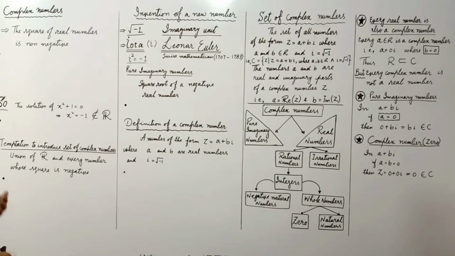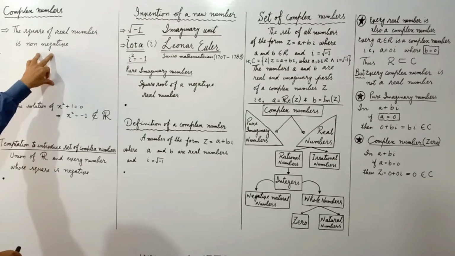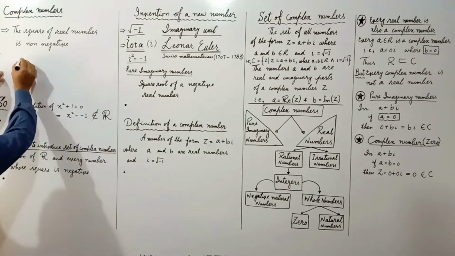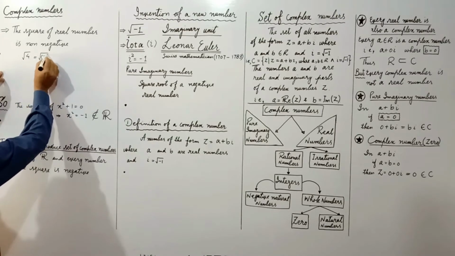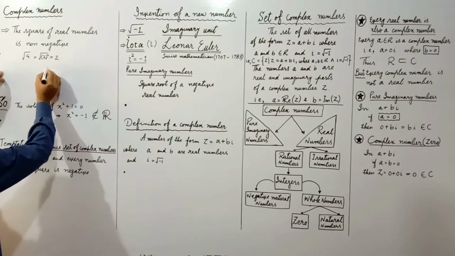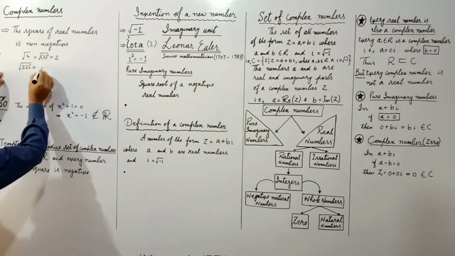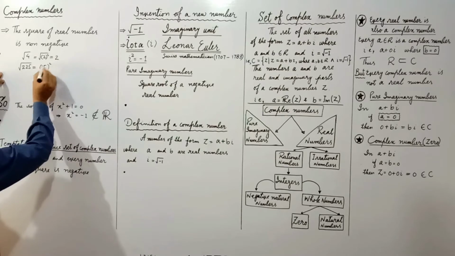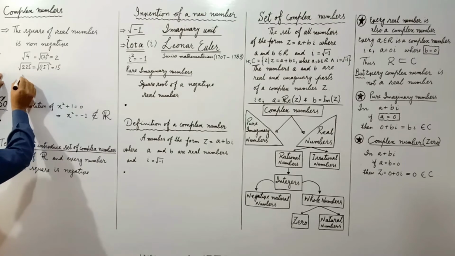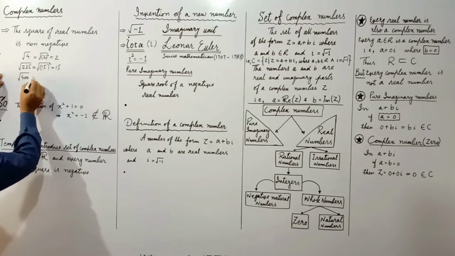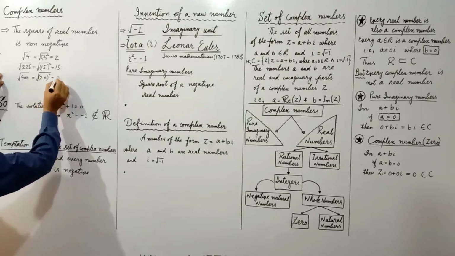Let's recall a phenomenon related to real numbers. The square of a real number is non-negative. That is, the square root of 4 is equal to the square root of 2 squared, which is equal to 2. When we take the square root of a little bigger number, 225, the square root of 15 squared is equal to 15. Another number, 400: if we take its square root, it is also equal to a positive number, 20.